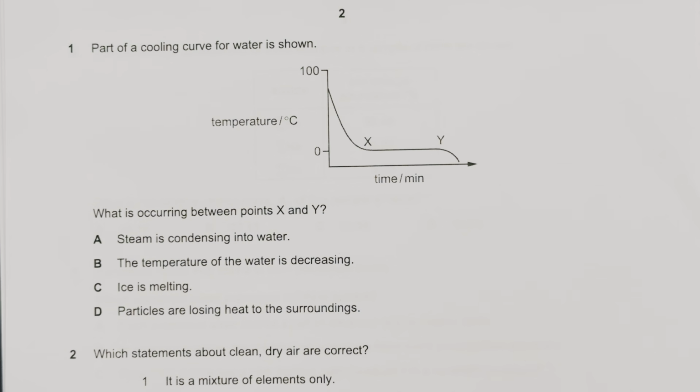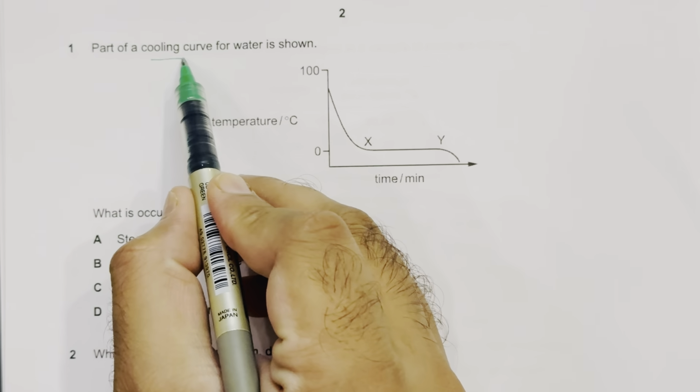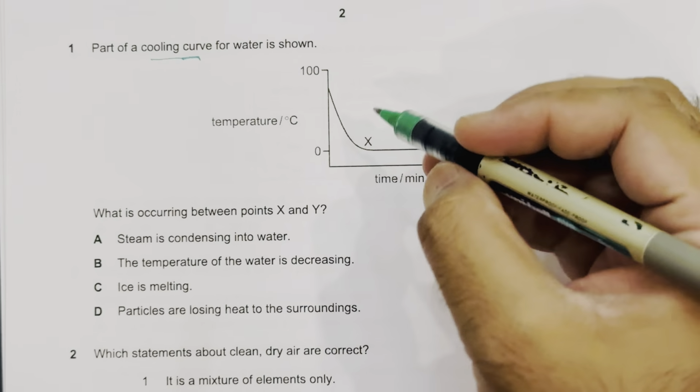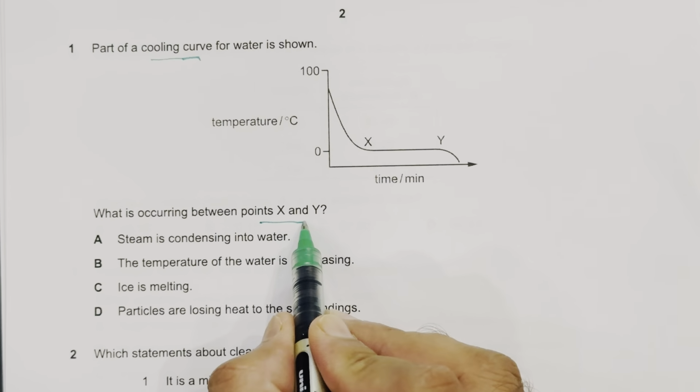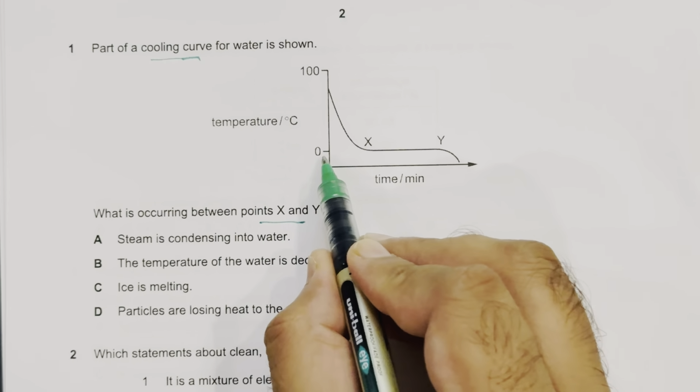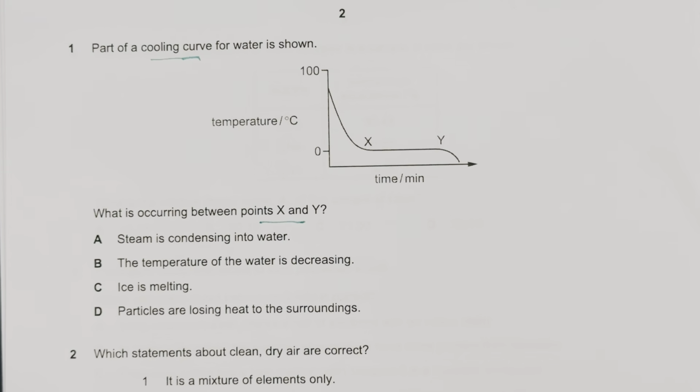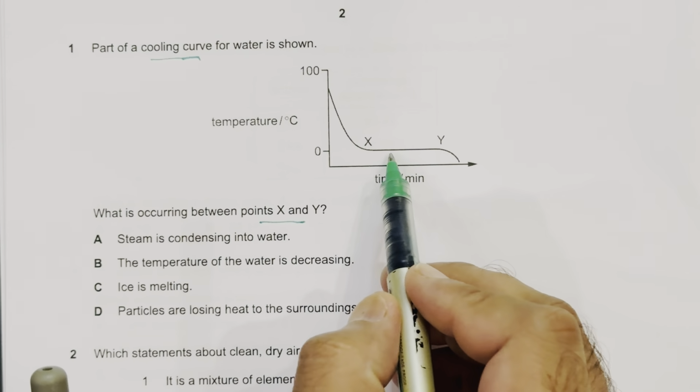Question number 1 is that part of a cooling curve for water is shown. What is occurring between X and Y? This is a cooling curve diagram. We have been provided with this information, and as you can see, we need to tell what is happening between X and Y. And we can see from the figure that between X and Y, there is no change in temperature.